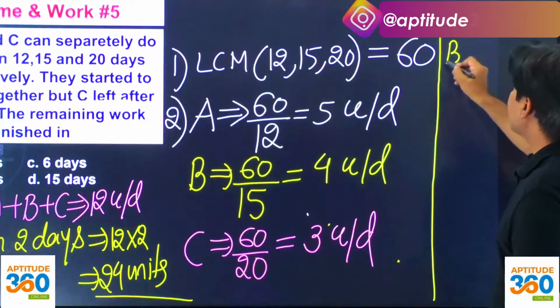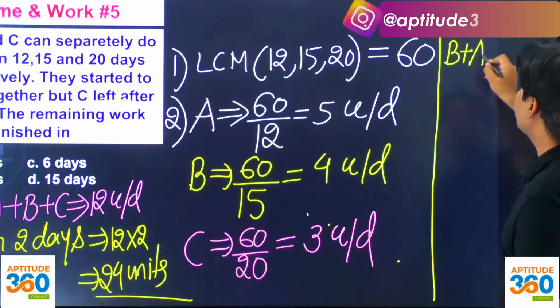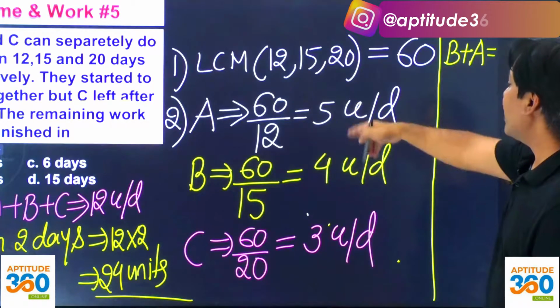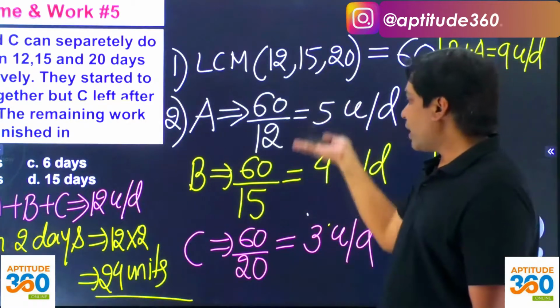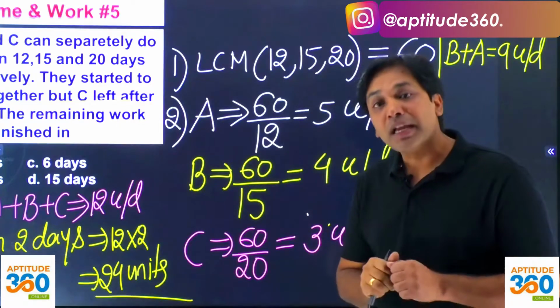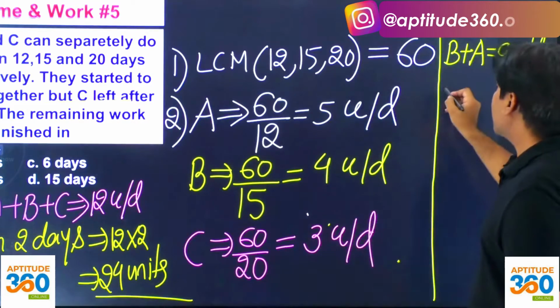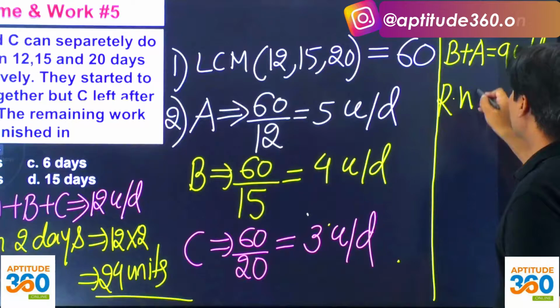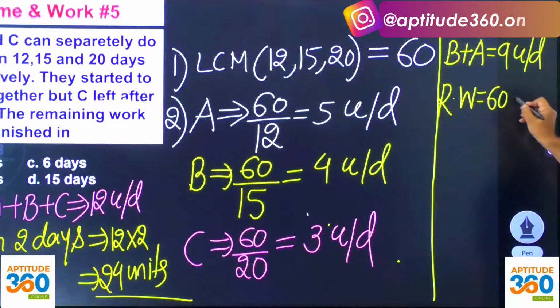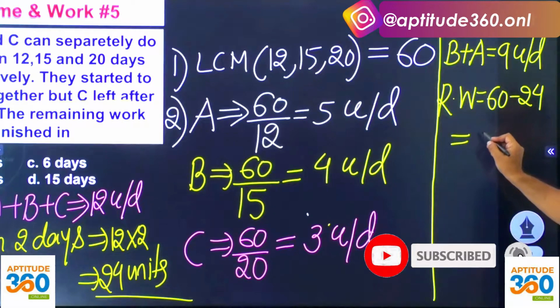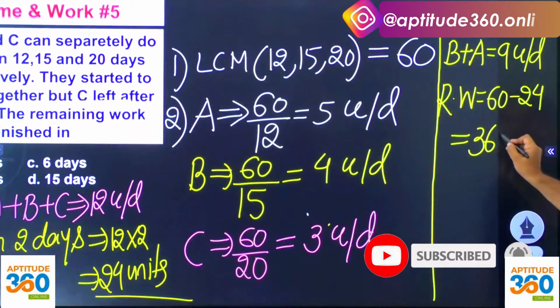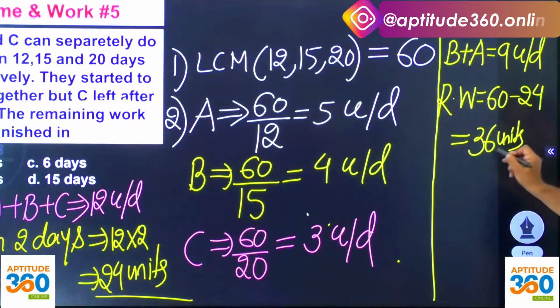You are left with A and B, whatever you want to say. So A and B are doing what? 5 plus 4, 9 units a day, isn't it? But C is gone. So A and B collectively will be doing 9 units per day. And what is the remaining work? The remaining work out here is out of 60 units, 24 units have been completed by all the 3 in 2 days. So the work that you're left with is 36 units.